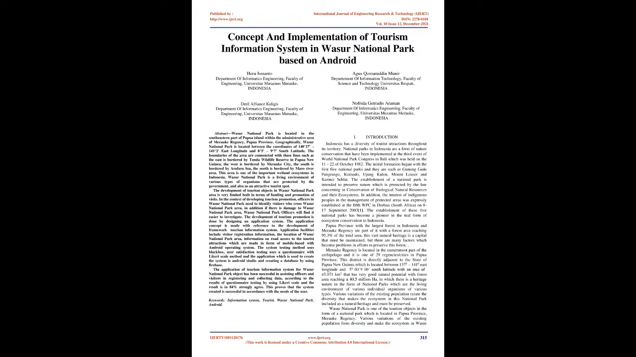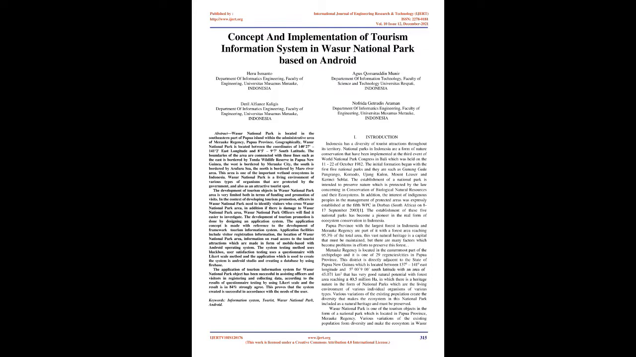The application of Tourism Information System for Wasur National Park object has been successful in assisting officers and visitors in registering and collecting data. According to the results of questionnaire testing using the Likert scale, the result is 84% strongly agree. This proves that the system created is successful in accordance with the needs of the user. Keywords: Information System, Tourist, Wasur National Park, Android.